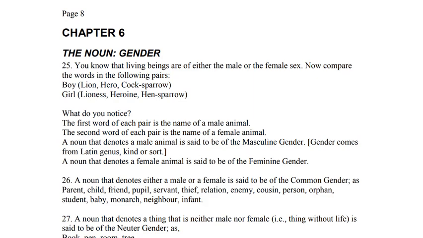In this lecture, we are going to discuss chapter 6 of High School English Grammar and Composition by Wren and Martin. And in this chapter, we would learn to classify nouns on the basis of gender, on the basis of male or female sex. Now, look at these examples.